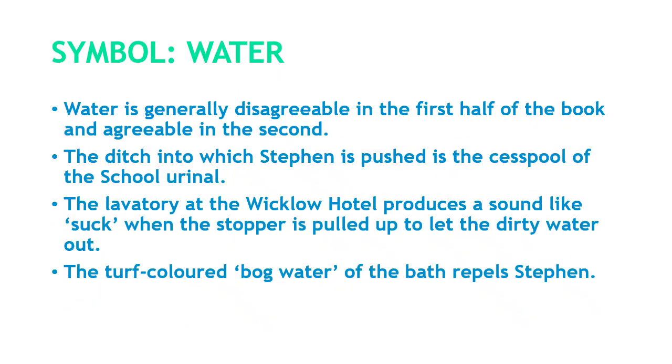Water is generally disagreeable in the first half of the book, and it is agreeable in the second. The ditch into which Stephen is pushed is the cesspool of the school urinal. The lavatory at the Wicklow Hotel produces a sound like suck when the stopper is pulled up to let the dirty water out. The turf-colored bog water of the bath also repels Stephen. So that is the symbol of water which has been used in the novel.